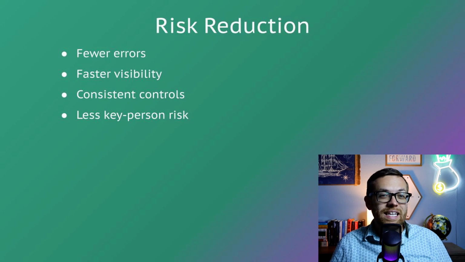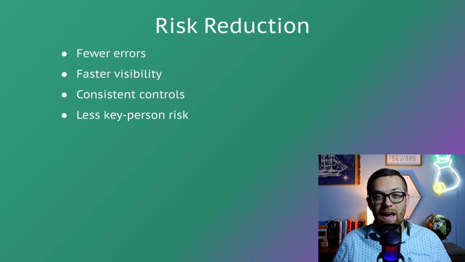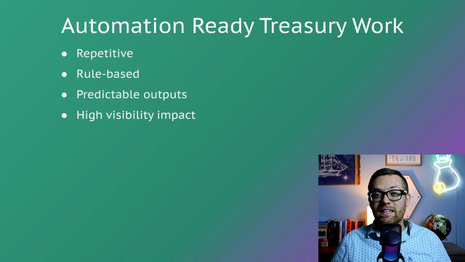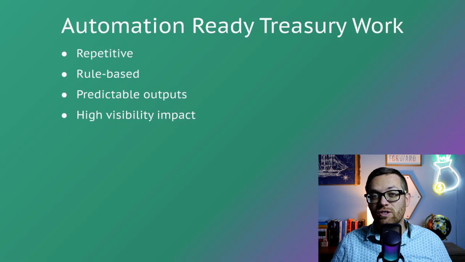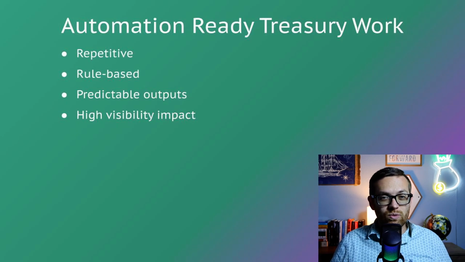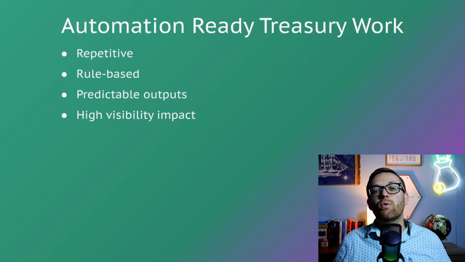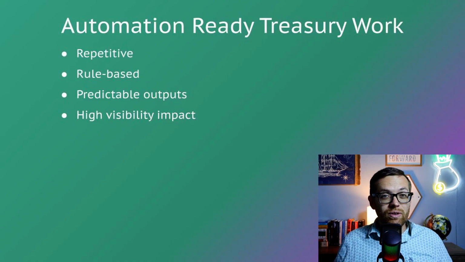So if a Treasury task is repetitive, rule-based, and produces a predictable output, it's a strong automation candidate. Whether that's daily liquidity checks, cash threshold monitoring, or policy compliance reviews, automating this work doesn't reduce your value. It actually makes your judgment more visible because you're only pulled in when it actually matters.